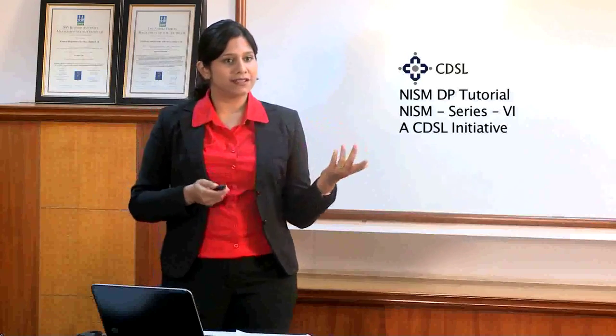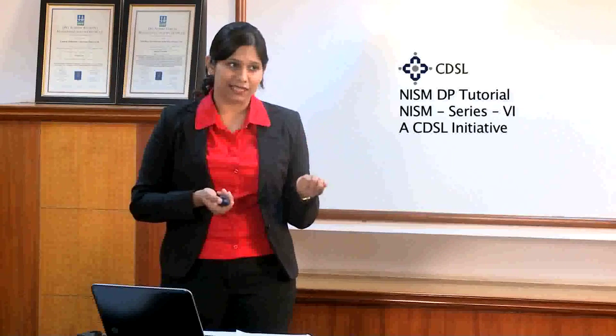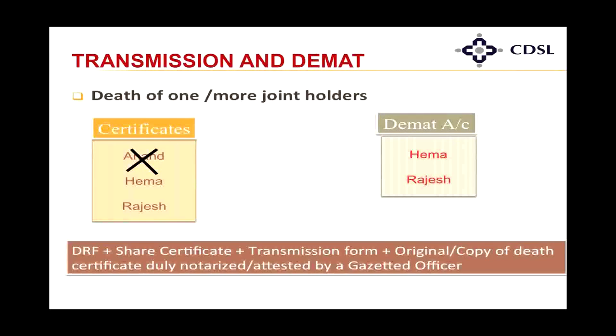Again, there is another concept called transmission. In case of transmission, if there is a death in say 1 or more joint account holders, you need to open a demat account for the surviving holders and you can demat the certificates to that particular demat account. Now, for the share certificate to be dematted, you will need DRF, the share certificate, transmission form. In addition to that, you need proof of the deceased person. So, you will need original or copy of death certificate duly notarized or attested by a gazetted officer.